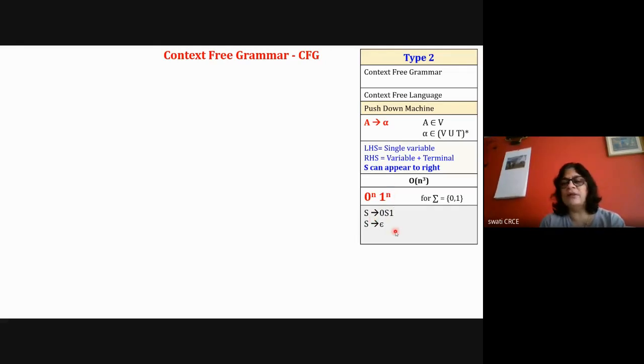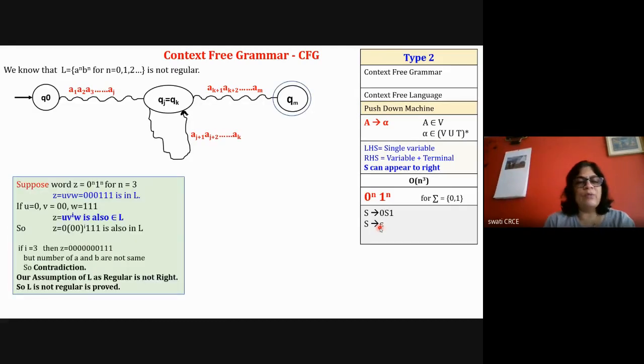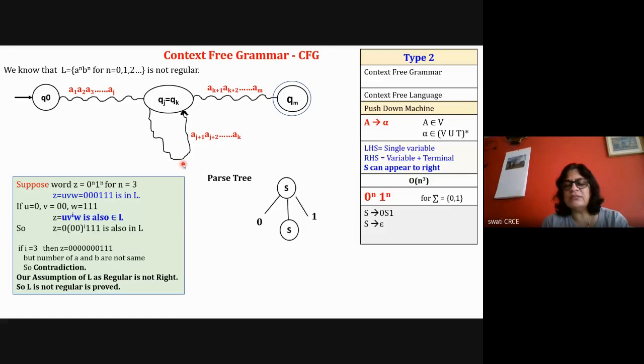If it is equal to 1, then you will have here 0 1, S is equal to 0 1. If n is greater than or equal to 1, then in that condition S will be equal to 0 1. And for n is greater than or equal to 0, S is equal to epsilon. Okay, so remember this. And we have proved that this language 0 raised to n, 1 raised to n is not a regular language by using pumping lemma. So it is a context free language, and this is the parse tree.